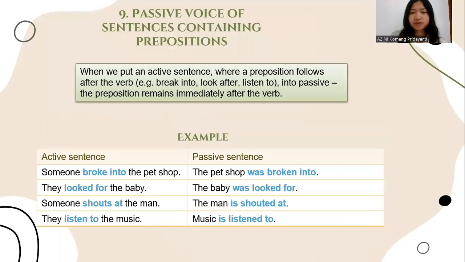And then passive voice of sentences containing a preposition. When we put an active sentence where a preposition follows after the verb, for example, break into, look after, listen to, into passive, the preposition remains immediately after the verb. For the example of active sentence, someone broke into the pet shop and then they looked for the baby. And then for the passive sentence, the pet shop was broken into. The baby was looked for. The man is shouted at. Then music is listened to.